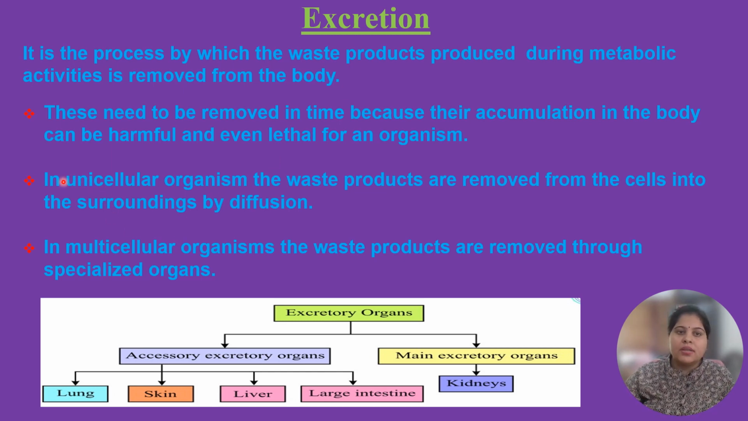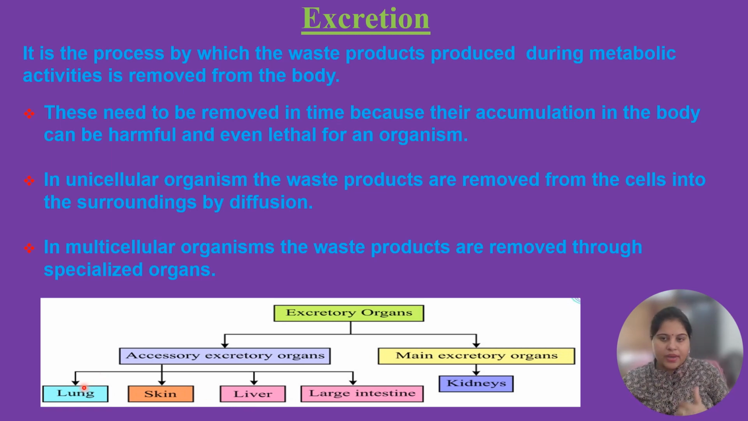In unicellular organisms, as we have learned about excretion in unicellular organisms, waste products can be removed by the process of diffusion. While in multicellular organisms, these organisms require some special excretory organs. In human beings, these special excretory organs are known as kidneys. Excretory organs are further divided into two categories: main excretory organ and accessory excretory organs. In human beings, the main excretory organ is the kidney, and accessory excretory organs are the lungs, skin, and liver.